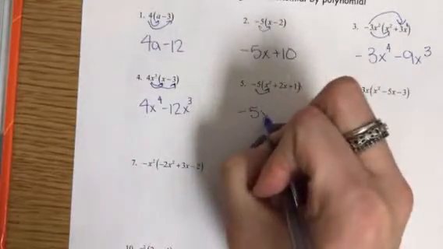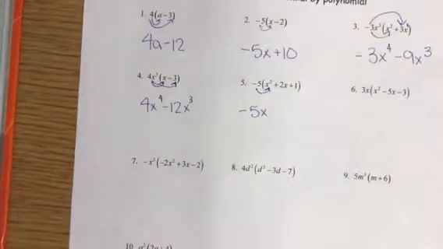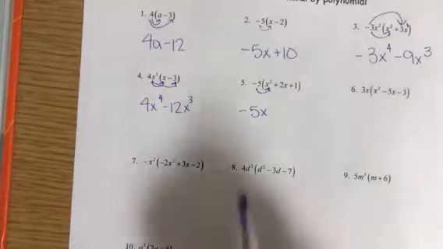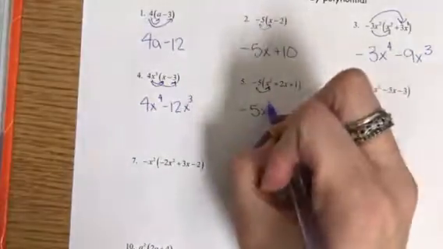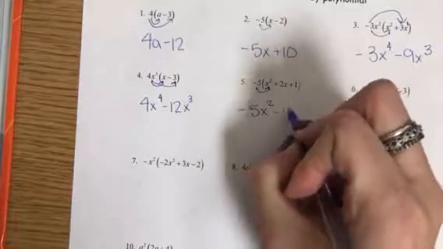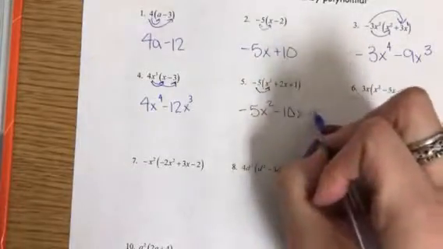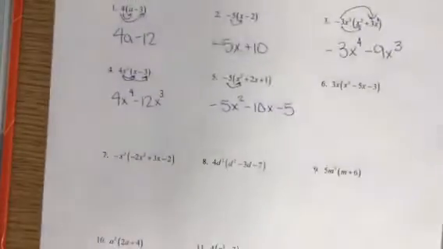Number 5, we're just passing out that negative 5, so not a whole lot to do with the exponents. So negative 5x squared minus 10x minus 5.